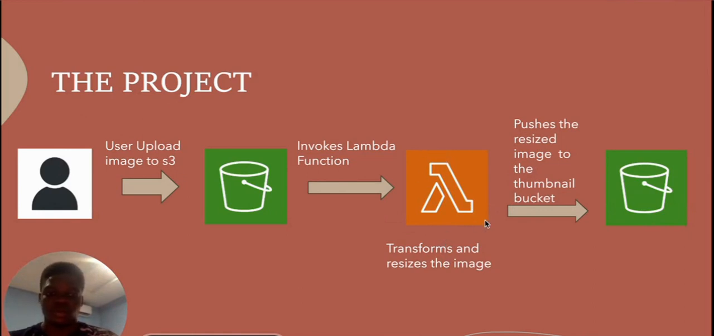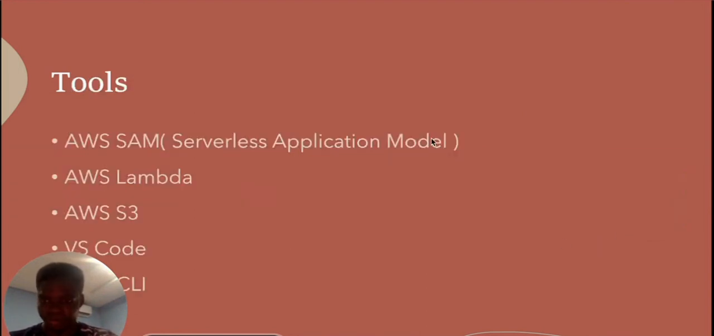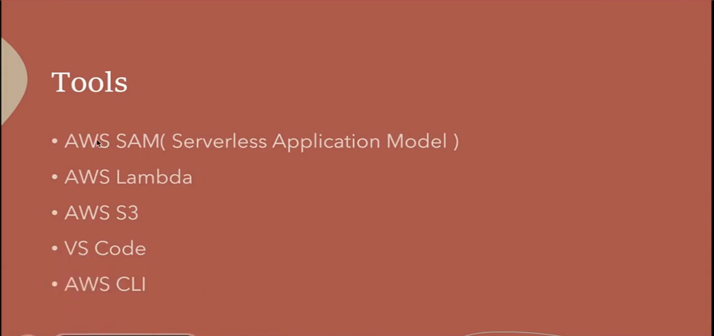In future series, we're going to be making use of a DynamoDB table, whereby we can get the metadata of this smaller version of our image. Then we can connect the DynamoDB table to something like an Amazon API Gateway, and then users can access the resized image over the internet. So let's continue. The tools we're going to be using are AWS SAM, which is the Serverless Application Model, AWS Lambda, AWS S3, VS Code, and the AWS CLI.